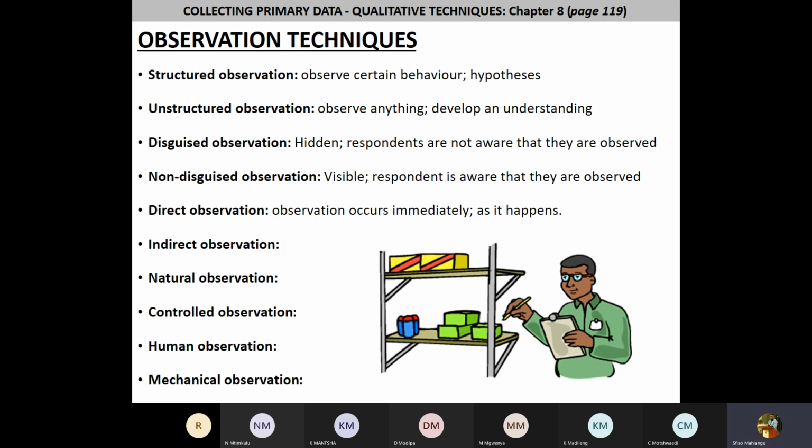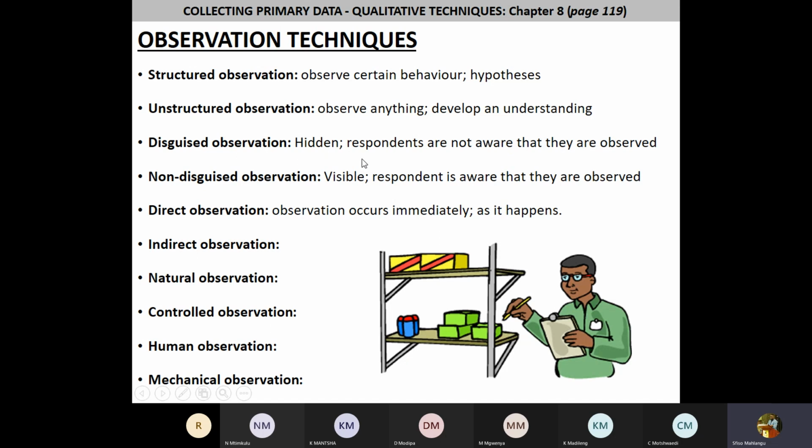If you say observe alcohol consumers, and then write down what they do when they are drunk, you will see that is unstructured. We observe anything, because we just said observe them. We did not say, do they become violent? Do they dance? If we ask those questions, that will be structured. But if we don't ask those questions, we simply say just observe them after they took alcohol, how do they behave? That will be unstructured.